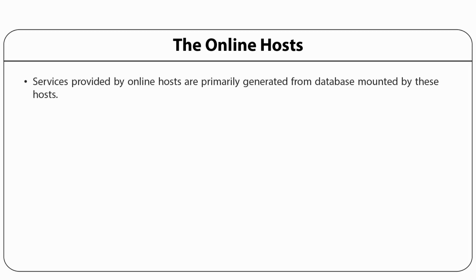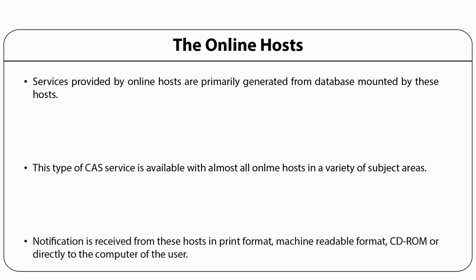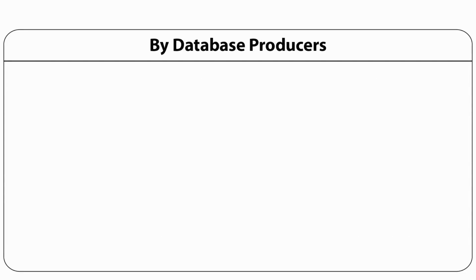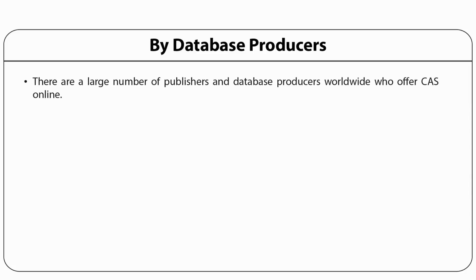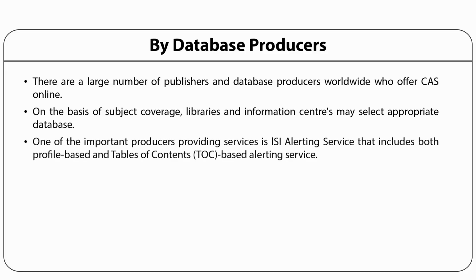The online hosts. The online host services provided by them are primarily generated from databases mounted by these hosts. This type of current awareness service is available with almost all online hosts in a variety of subject areas. Notification is received from these hosts in print format, machine-readable format, CD-ROM, or directly to the computer of the user. By database producers. There are a large number of publishers and database producers worldwide who offer current awareness service online. On the basis of subject coverage, libraries and information centers may select an appropriate database.